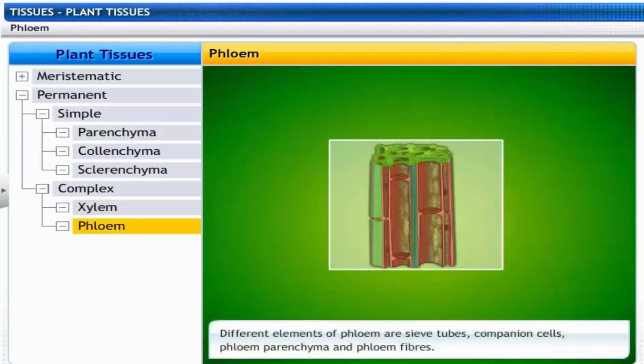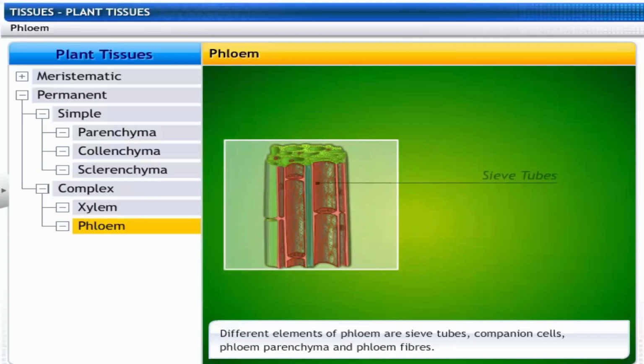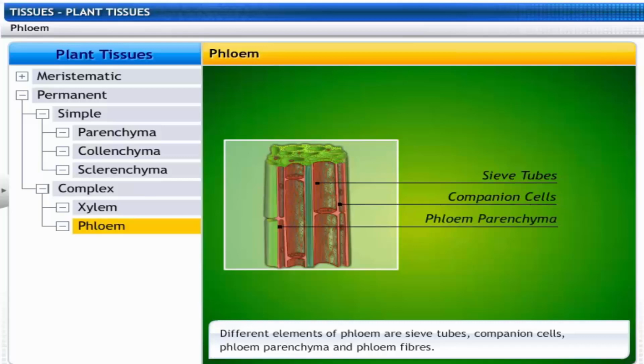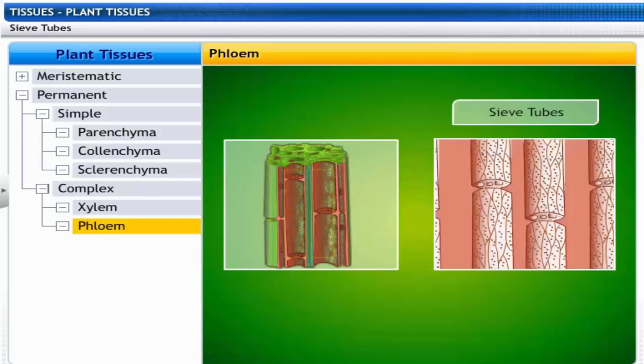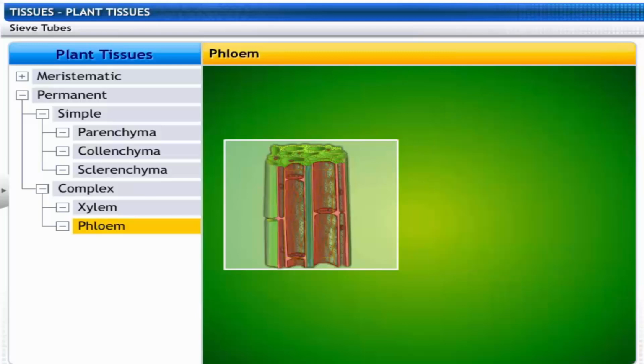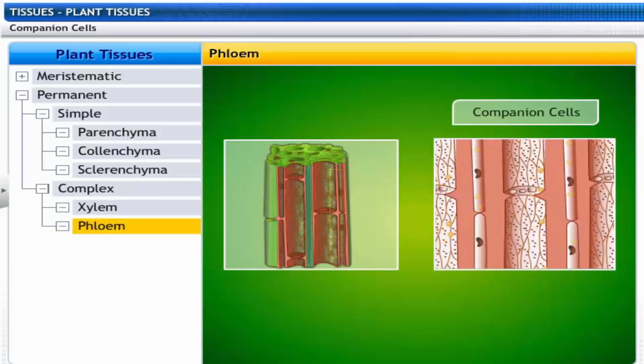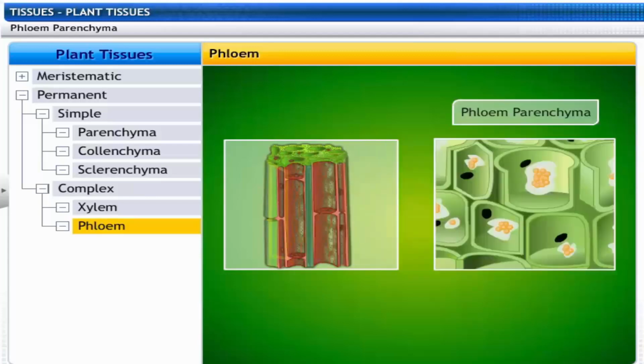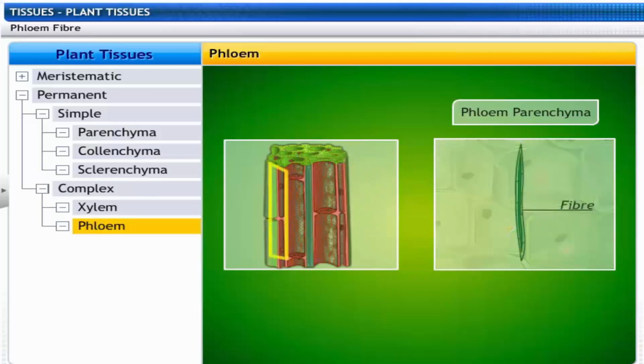Let's now look at the different elements of phloem: sieve tubes, companion cells, phloem parenchyma, and phloem fibers. Sieve tubes are elongated living cells. They transport sugar or food from the leaves to the stem and the roots. Companion cells help in conduction of food to sieve tubes. Phloem parenchyma store food. Phloem fiber provides mechanical support.